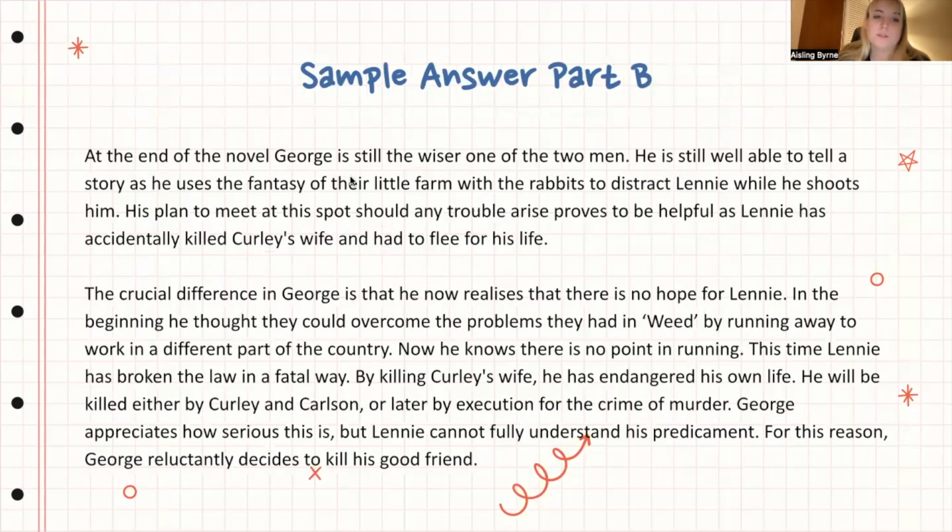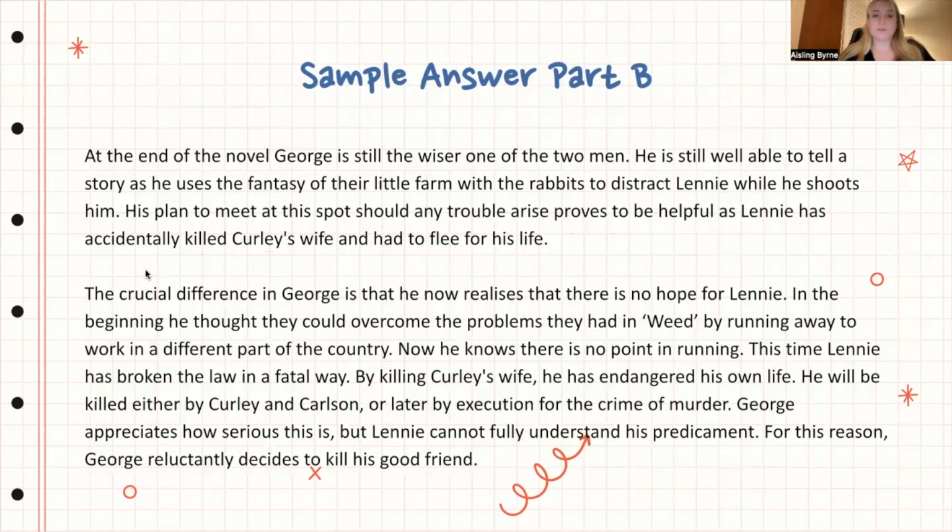Okay. So at the end of the novel, George is still the wiser one of the two men. He is still well able to tell a story as he uses the fantasy of their little farm with the rabbits to distract Lenny while he shoots him. His plan to meet at this spot should any trouble arise proves to be helpful as Lenny has accidentally killed Curly's wife and has to flee for his life.